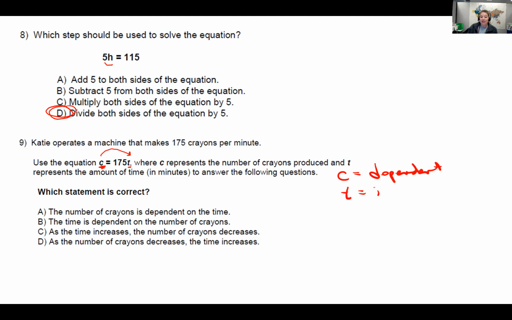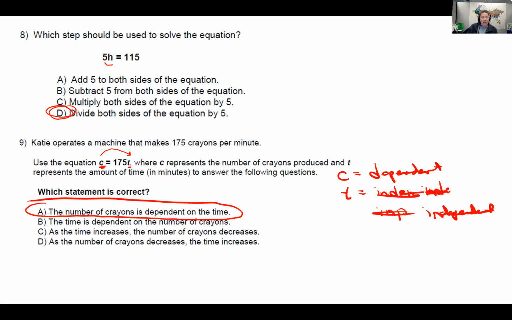Time can be 5 minutes, 10 minutes, 2 hours, depend, P-E-N, oh my goodness, I can't spell. Why can't I write a P? Independent. Oh my goodness. This is like the day before Thanksgiving break and I need a break. So anyway, C, the number of crayons is dependent. Oh, that's exactly what I was trying to write.